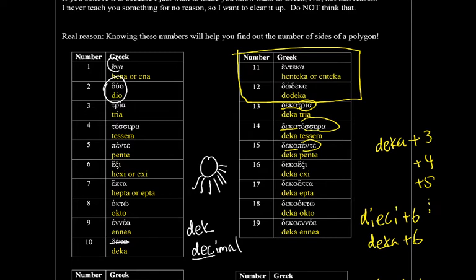Enteca, dodeca, decatria, decatessera, decapente, decaexi, decaepta, decaocto, decaenea.